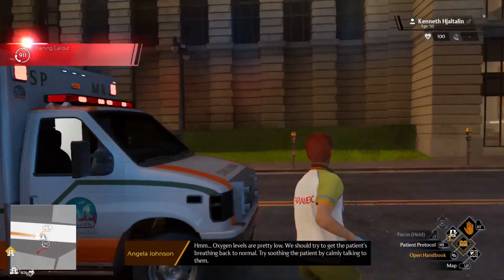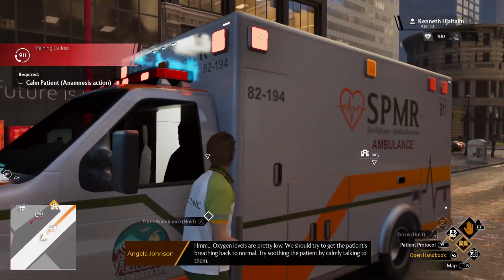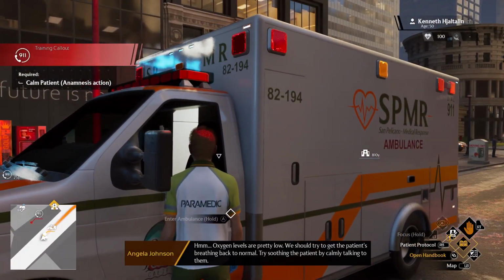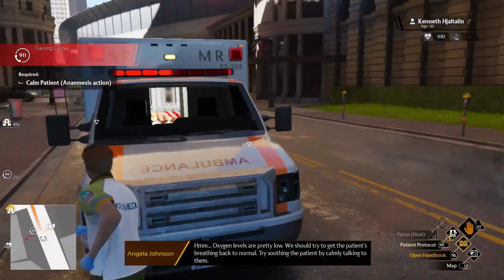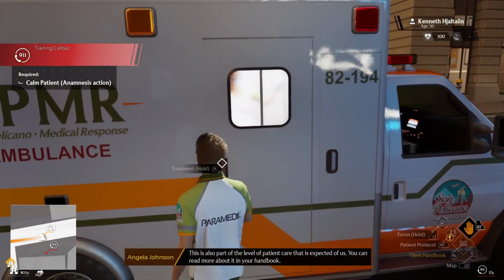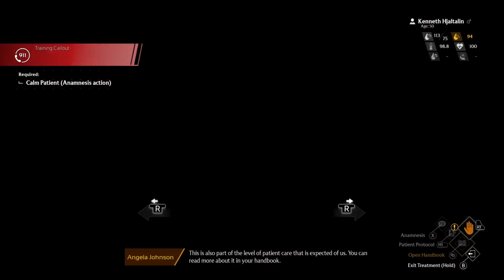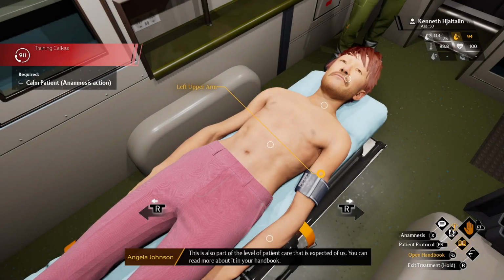Oxygen levels are pretty low. We should try to get the patient's breathing back to normal. Try soothing the patient by calmly talking to them. This is also part of the level of patient care that is expected of us. You can read more about it in your handbook.